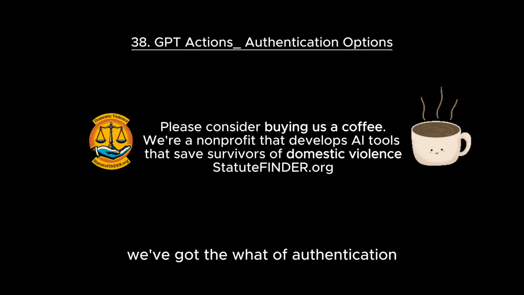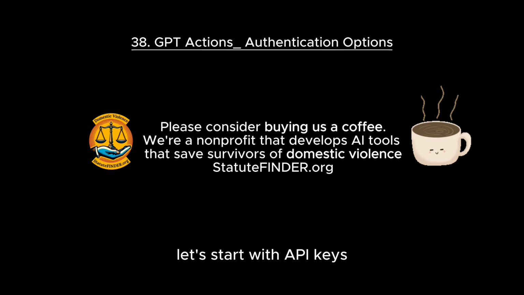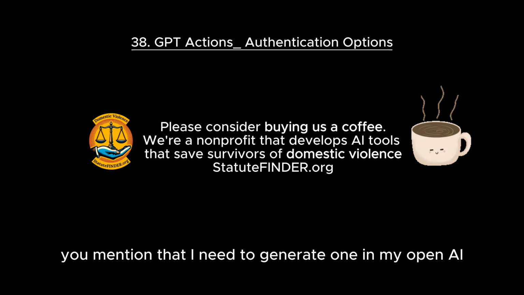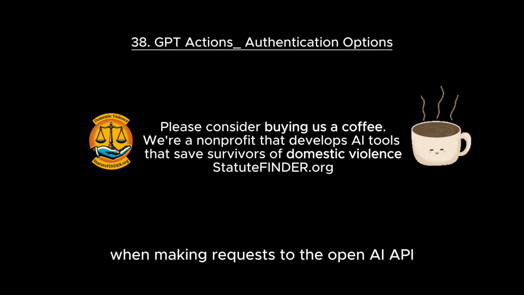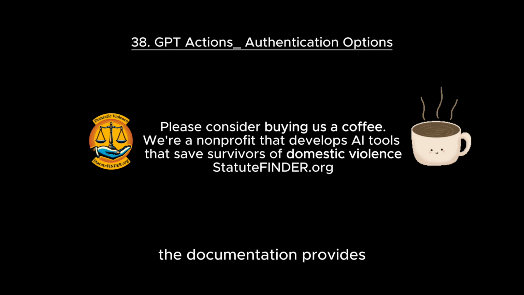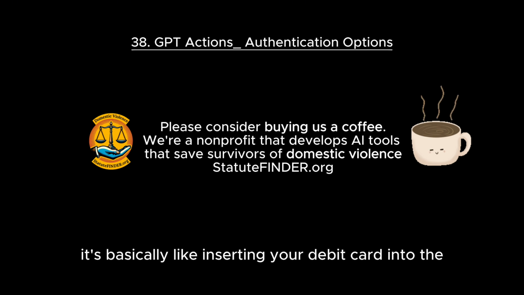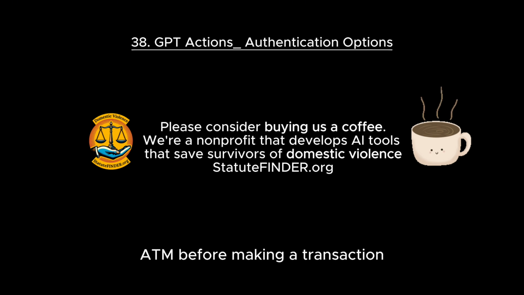We've got the what of authentication, but now I'm curious about the how. Let's start with API keys. You mentioned that I need to generate one in my OpenAI account. Where do I go from there? Once you have your API key, you'll need to include it in your code when making requests to the OpenAI API. The documentation provides clear instructions on how to do this for different programming languages, including Python. So it's basically like inserting your debit card into the ATM before making a transaction.